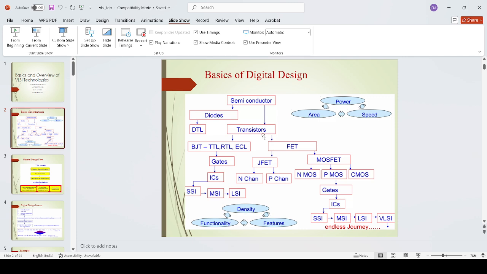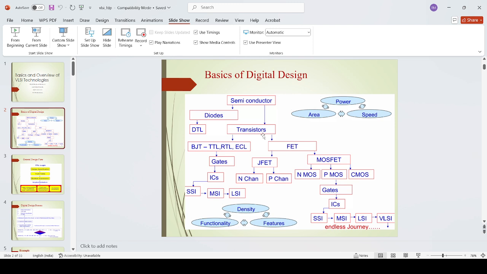That is nothing but bipolar junction transistor, which is a current control device, and FET is nothing but a voltage control device. And if we observe the first one, the diode transistor logic DTL, here both diode and the transistors are the key elements to implement the digital logic function.